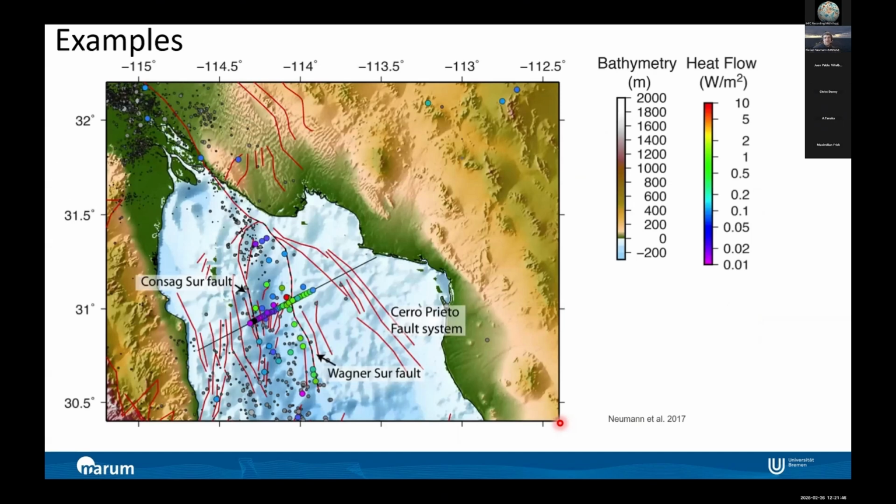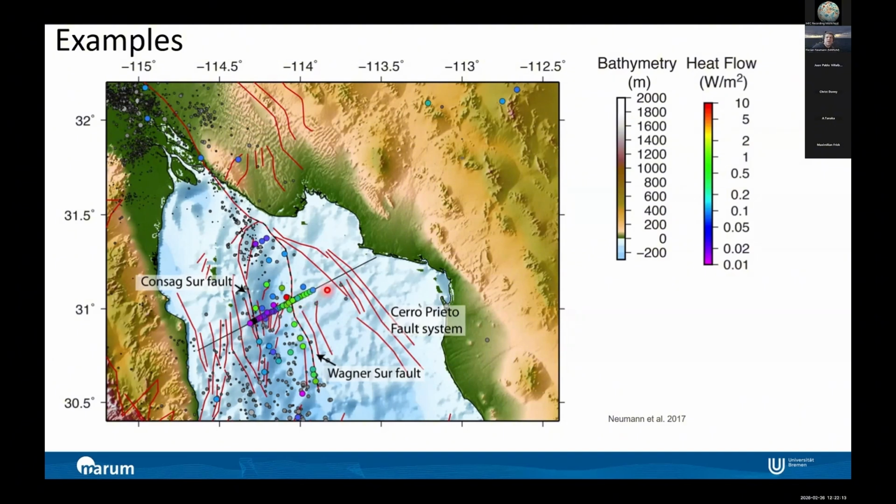Then some examples. This is a setting in the northern Gulf of California. On the left side you have Baja California. On the north, this is the border between Mexico and the United States. And on the right side you have the Mexican mainland. Here we did a survey. This is the discharge from the Colorado River. So we have a lot of sediments, up to 7 kilometers of sediments with a really high sedimentation rate.